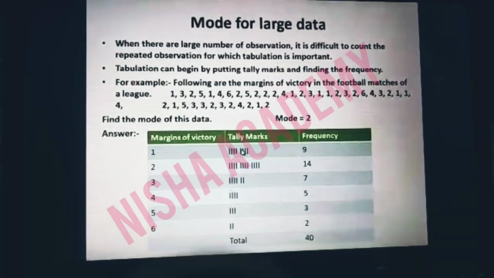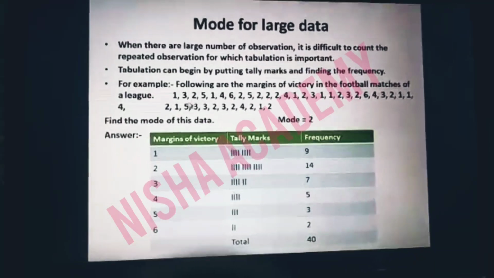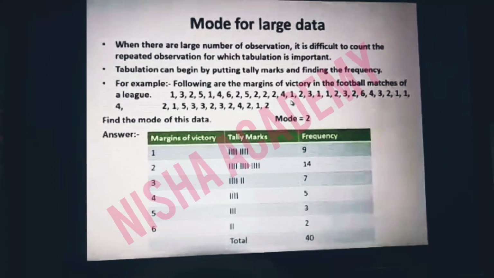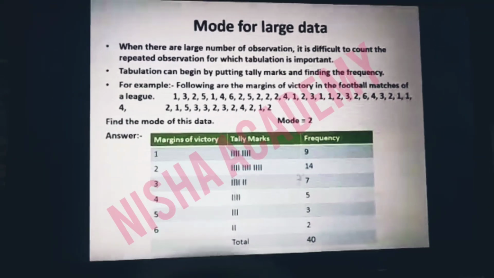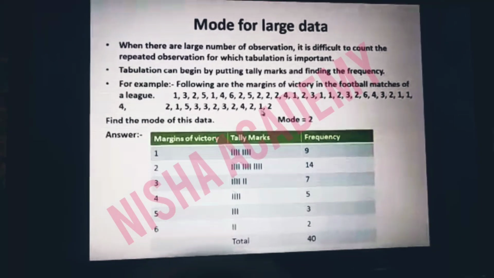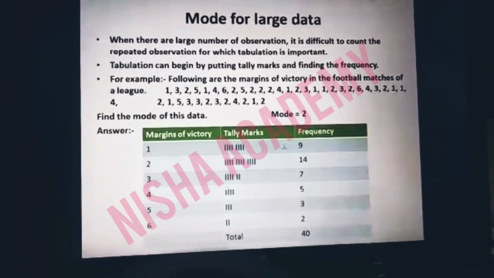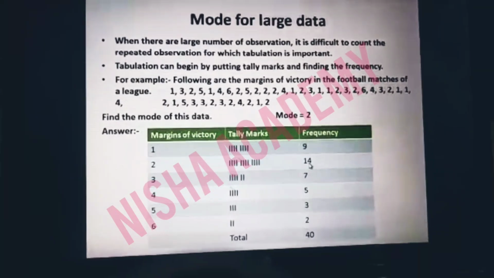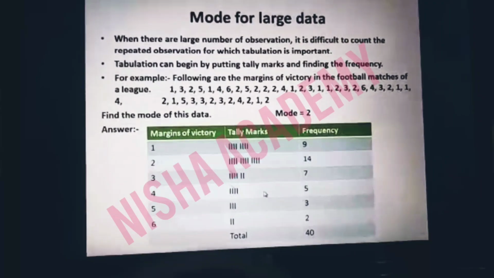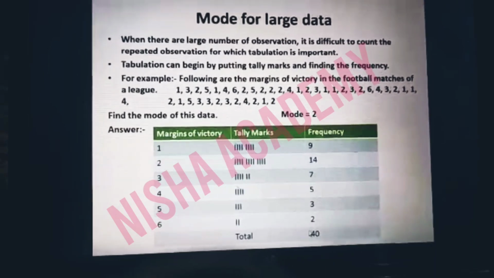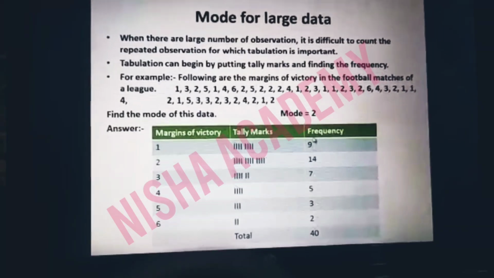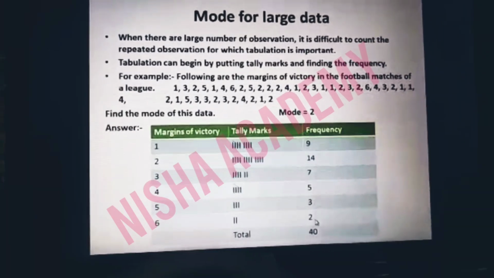One number is being repeated 9 times. See, 1, 2, 3, 4, 5, 6, 7, 8 and 9. In the same way, 2 is repeated 14 times, 3 7 times, 4 5 times, 5 3 times, and 6 2 times. Now you need to calculate all the frequencies.